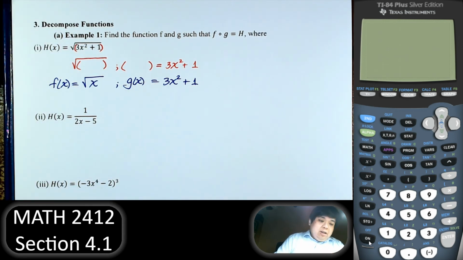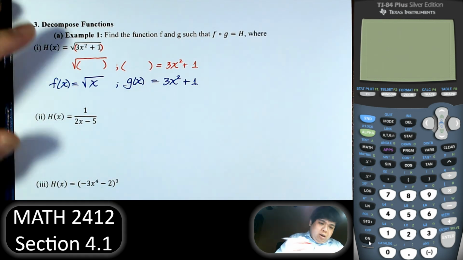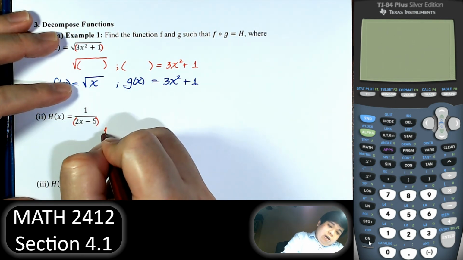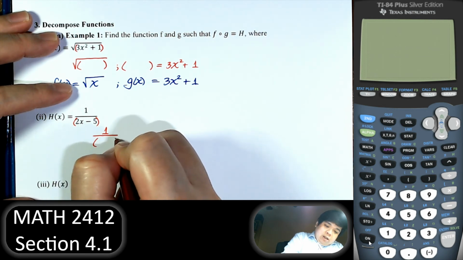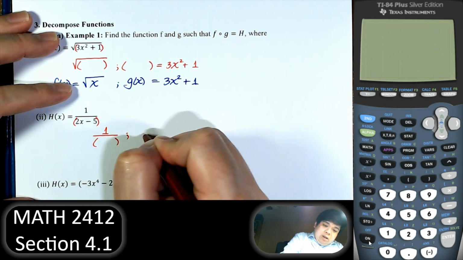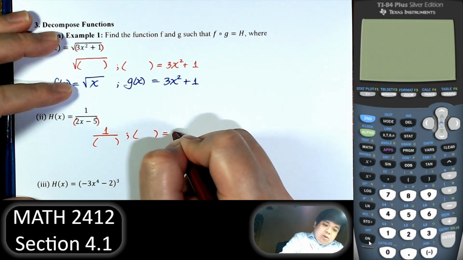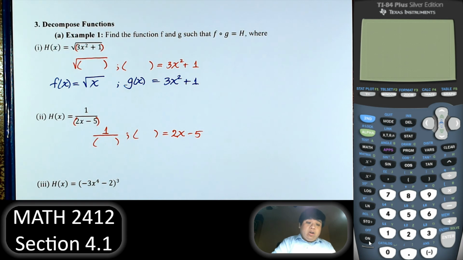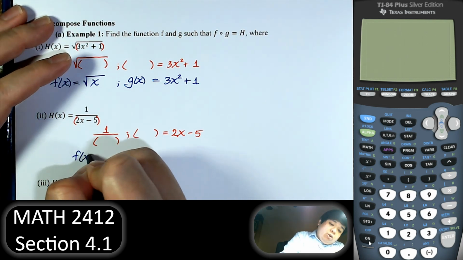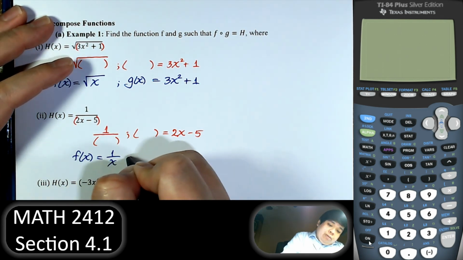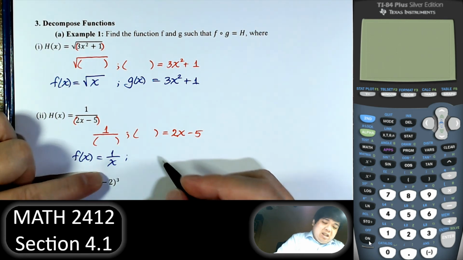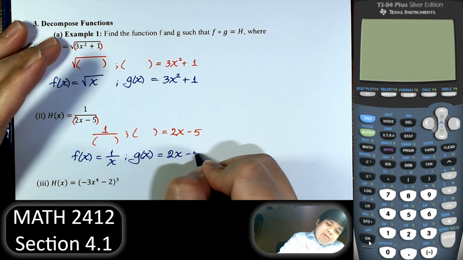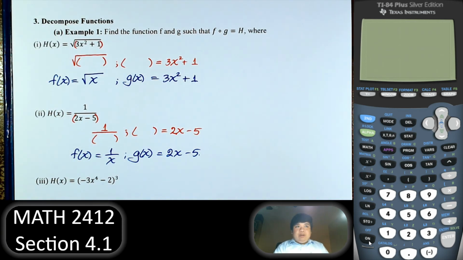Right, now this, same thing. Just put something in the parentheses. Let's choose the whole denominator here. So we have 1 over something, and that something is equal to 2x minus 5. And then we decompose a function into two. The first function is the reciprocal function, replacing the parentheses by x, and the second function is 2x minus 5. Right, so simple enough.